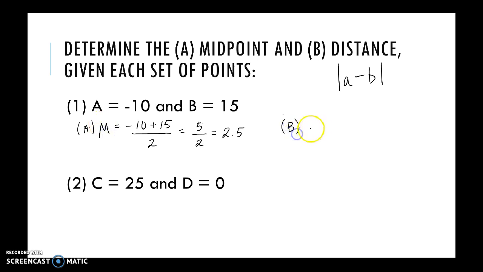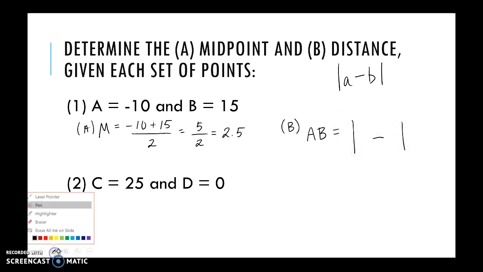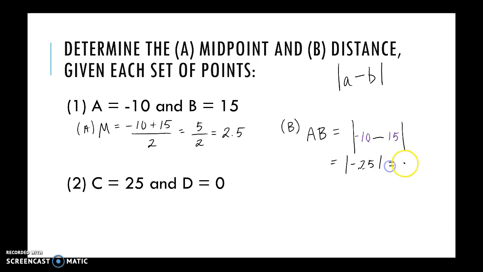And the distance, we set up our little goalposts here. So our notation for distance, the two capital letters next to each other, no symbol on top. Absolute value of the difference. And now I'm just going to plug in my coordinates. So negative 10 minus 15. So I have the absolute value of negative 25. So the length of the segment, the distance between the endpoints, is 25 units.